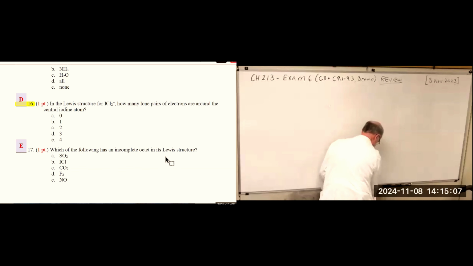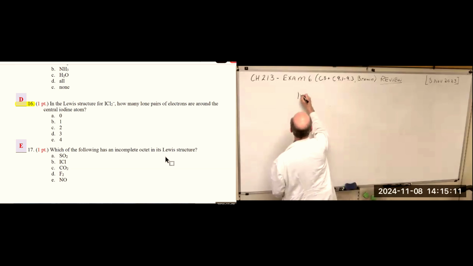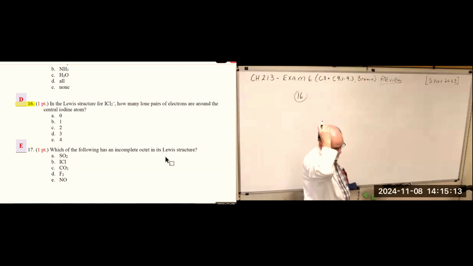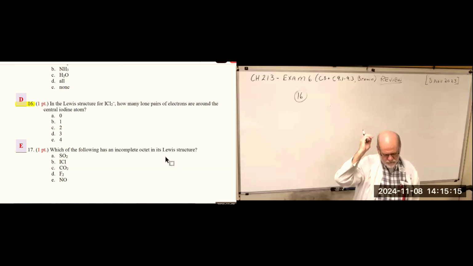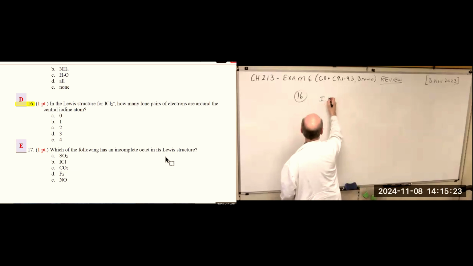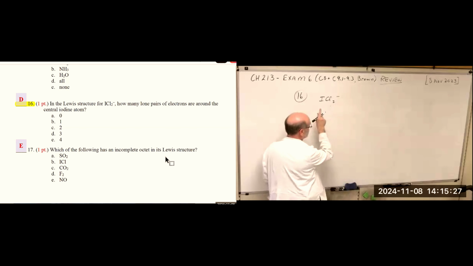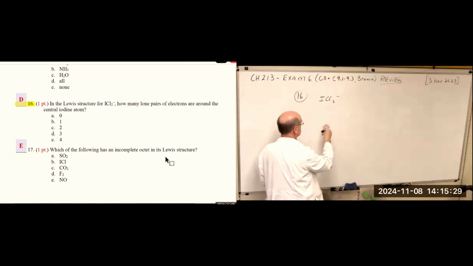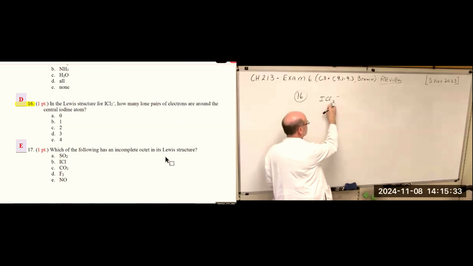16. In the Lewis structure for ICl2 minus, how many lone pair electrons are around the central iodine atom? Remember, whenever we have a charge, we have to count that as an electron in the group. So 3 times 7 is 21 plus 1 is 22 electrons.